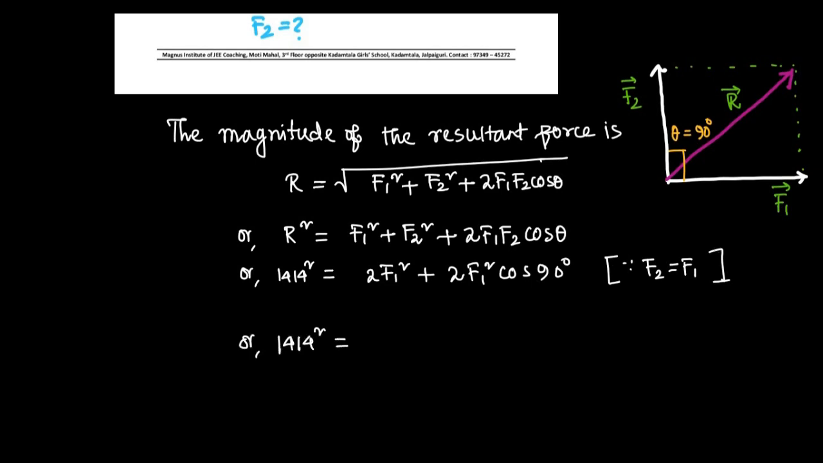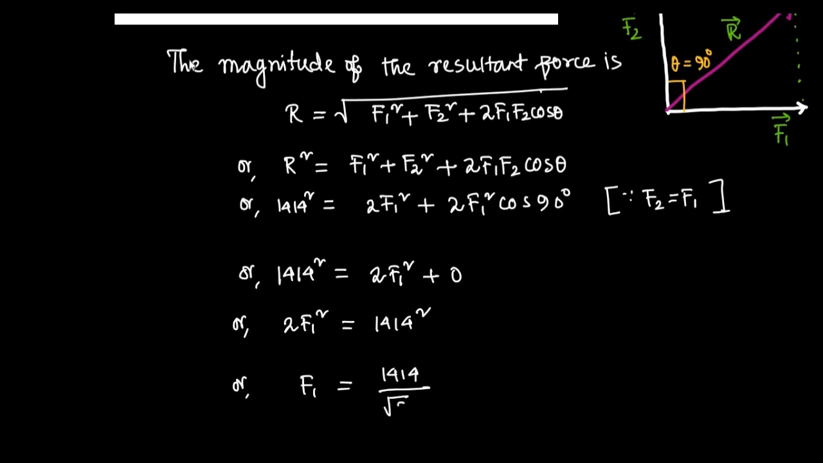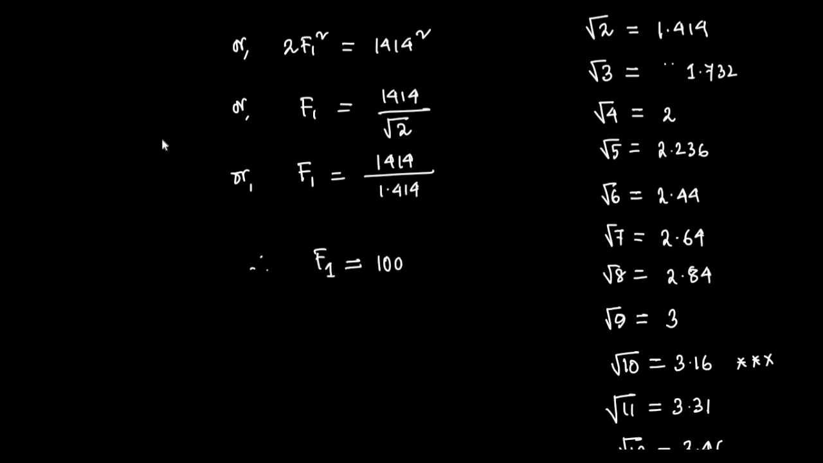Or, 1414 square is equal to 2 F1 square, because cos 90 degree is equal to 0. Or, 2 F1 square is equal to 1414 square. Or, F1 is equal to 1414 divided by root 2. Or, F1 is equal to 1414 divided by 1.414. Therefore, F1 is equal to 1000 Newton. That is the value of the first force.